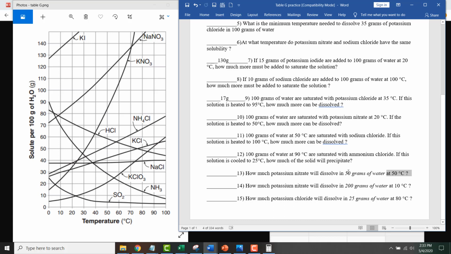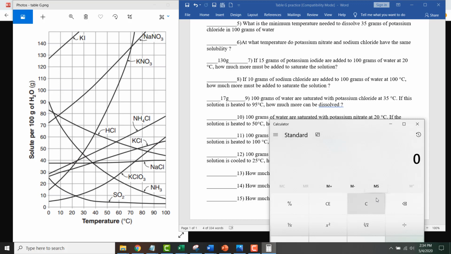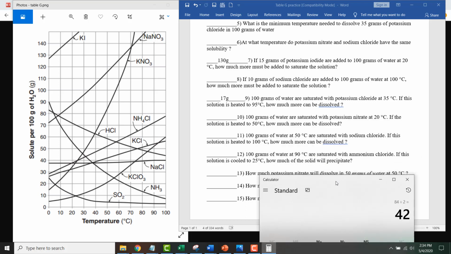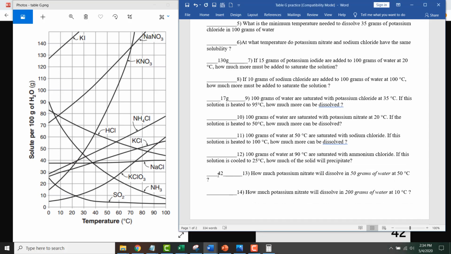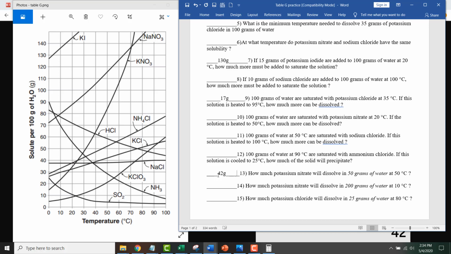But I only have 50 grams of water. This table is based on 100 grams, so if I have half the amount of water, I have to halve my answer. We said 84 grams, but I need to divide that by 2, which is 42. So we get our answer of 42 grams. 42 Gs, not 42 sixes. And that is how we use table G.